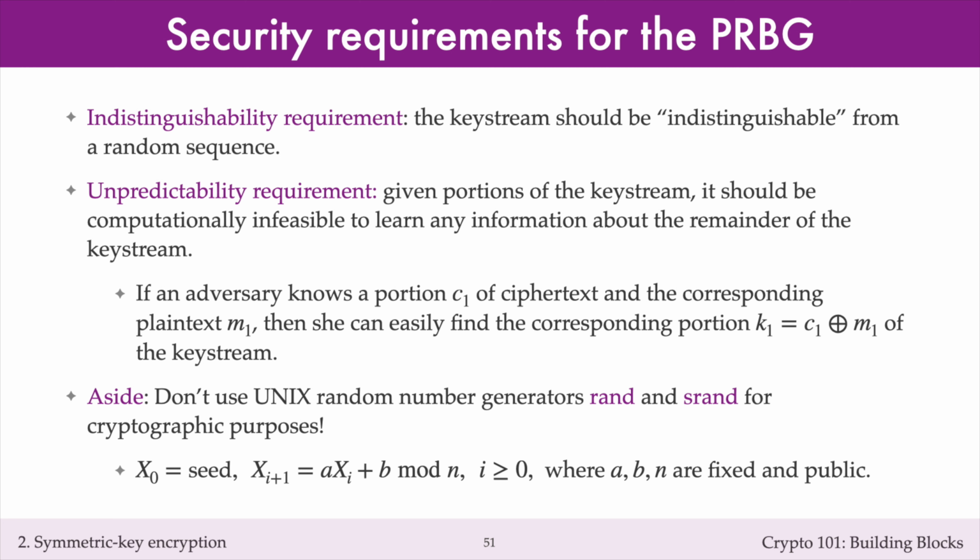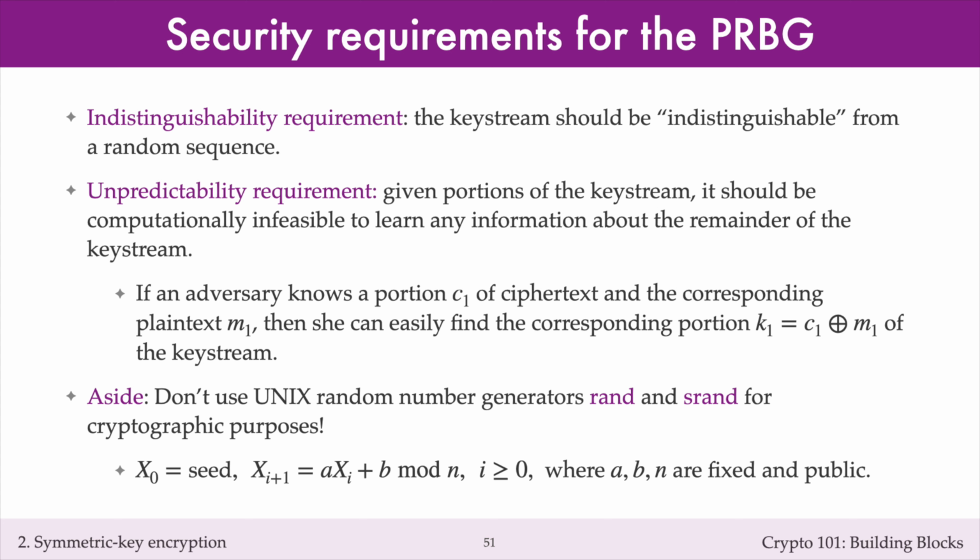Let me remark that one should never use the Unix random number generators RAND and SRAND for cryptographic applications. RAND and SRAND work as follows. The user generates a random seed x0, which is a relatively small random number. From the seed, RAND and SRAND generate pseudorandom numbers x1, x2, x3, and so on. x_{i+1} is defined to be a times x_i plus b modulo n, where a, b, and n are fixed and public constants. So the seed x0 determines the other numbers in the sequence x1, x2, x3, and so on.